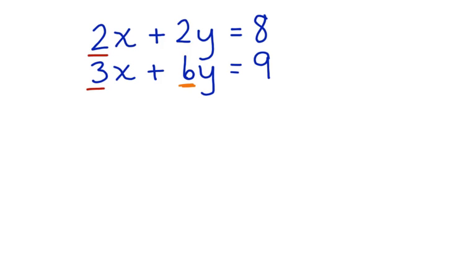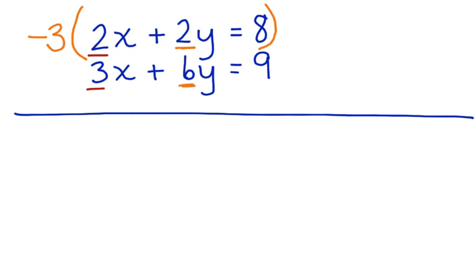We have 6 and 2. We can multiply 3 times 2 to get 6. Or better yet, if we're looking to eliminate the y's, we can multiply 2 times negative 3 to get negative 6. We have to do that to the whole equation. We're going to multiply it all by negative 3 and change all the values.